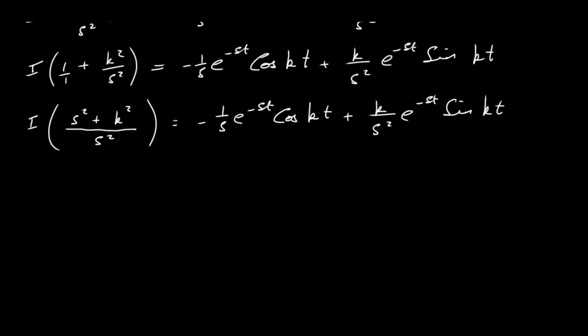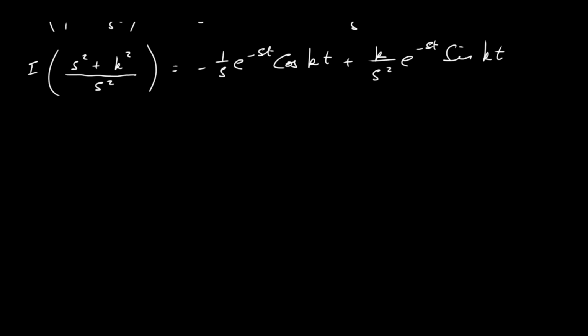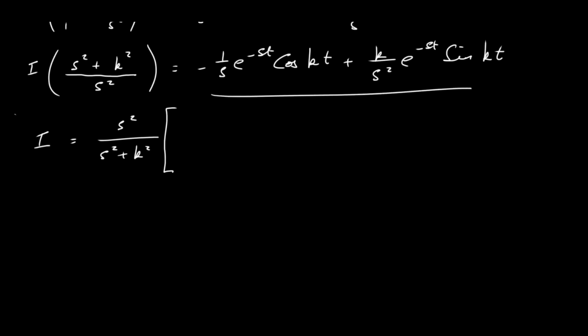Okay, so the next thing I'm going to do is get I on its own here. In other words, I'm going to divide both sides by this term here. So I is going to be equal to, well, we just have to flip this upside down. So we've got s squared on the top, we've got s squared plus k squared on the bottom, and then that's all multiplied by all of this here.